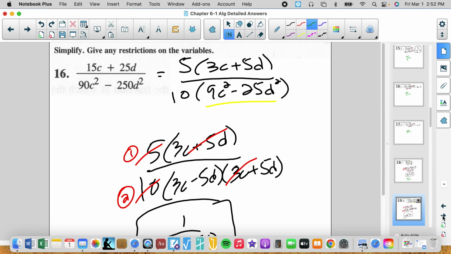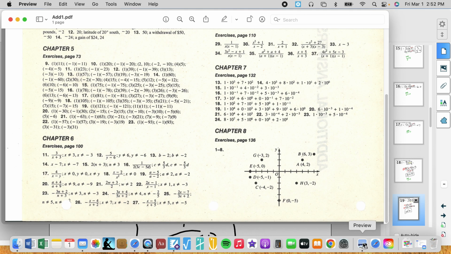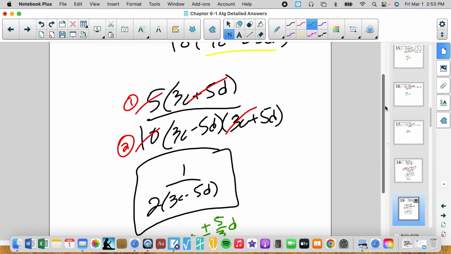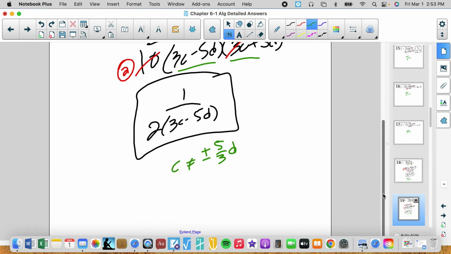Yep, these are good. Our restriction, oh, here's 2 variables. All right, let's see, this is 16. What do they say for 16 when you have 2 variables? Oh, okay. The restriction is c cannot equal 5/3 d plus or minus 5/3 d. That's very interesting. So c cannot equal plus or minus 5/3 d. The reason we do plus or minus is because both of those get squared. Who knows? This one's a hard one. Mr. Mac has never been really good with restrictions.